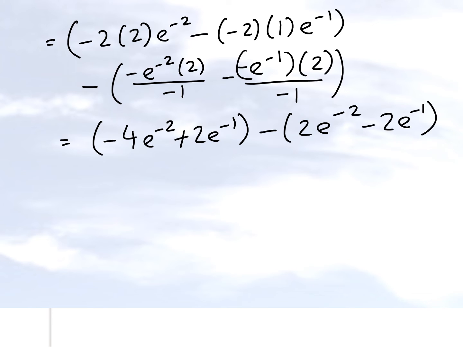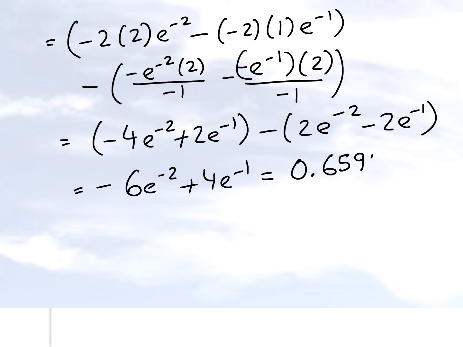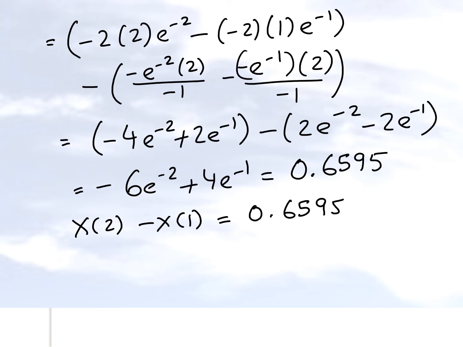And once we have that, if we combine the e to the power minus 2 and e to the power minus 1 terms, we get minus 6 e to the power minus 2 plus 4 e to the power minus 1. If we put it in a calculator with 4 significant digits, that's what we're going to get as our answer. But keep in mind, this is x of 2 minus x of 1, which is 0.6595, because we integrated from 1 to 2. So it will give us the difference between the location of the body at 2 seconds and 1 second. But we know that this is 7.